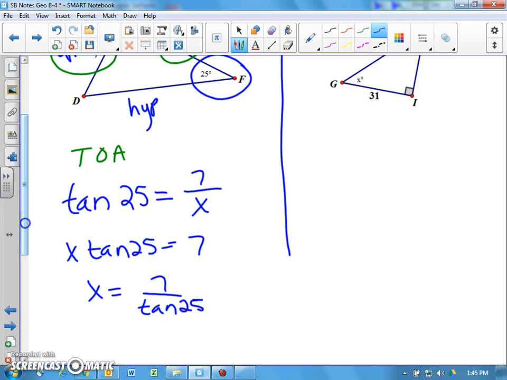Sometimes you may be asked to leave things in trig form if we don't let you use a calculator. This would be an acceptable answer. If we ask for an approximation, general rule of thumb is keep 3 digits past your decimal, round to the nearest thousandths, unless you're told otherwise. So in this case, x would be approximately equal to 15.012 units.